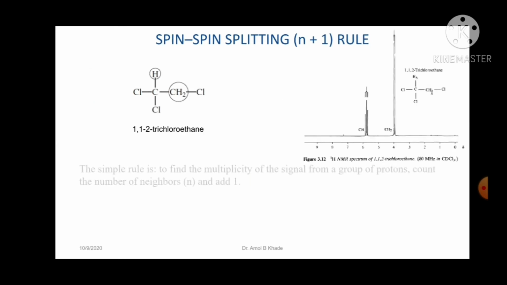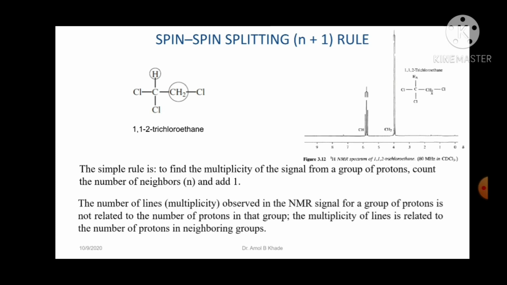Again, we can see here the same rule that we have discussed is written in the text. So the empirical rule that I have told you is n+1, and here we should keep in mind that the splitting phenomenon, or the multiplicity, observed in an NMR signal for a group of protons is not related to the number of protons in that particular group. Okay, so that's what we have discussed here.